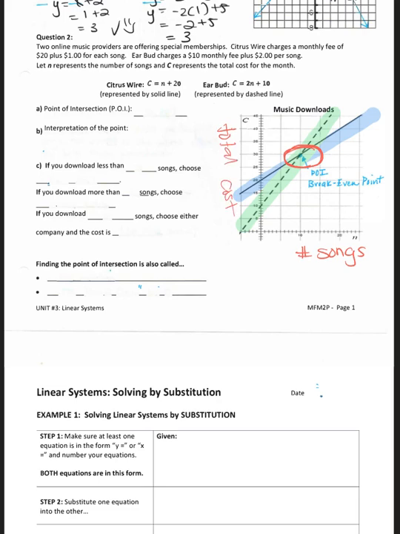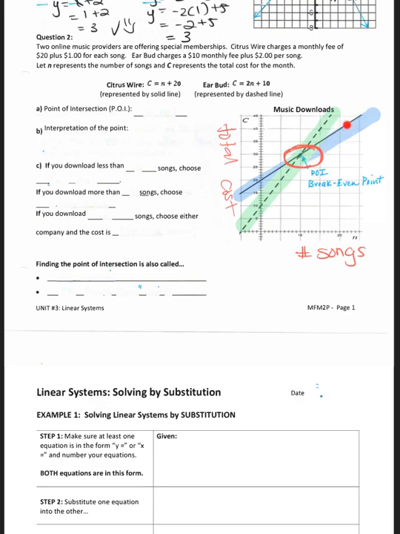Okay, so let's explain this a little bit. If I am looking at this graph and I'm downloading 10 songs or less, okay, it's actually cheaper for me to go with the dotted line. At 10 songs or less, it's going to be less expensive for me to use the dotted line, because if I'm looking at here, this is hitting less on my cost. But as soon as I download more than 10 songs, now it's going to be cheaper for me to use the solid line.